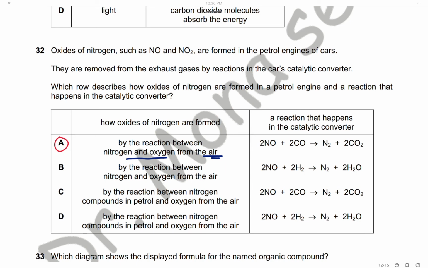And the reaction in the catalytic converter is changing the harmful gases like nitrogen monoxide and carbon monoxide to normal gases, which are nitrogen and carbon dioxide. So the answer will be A. Nitrogen monoxide and carbon monoxide can be converted to normal gases, which are nitrogen and carbon dioxide, normally present in air. The answer is A.